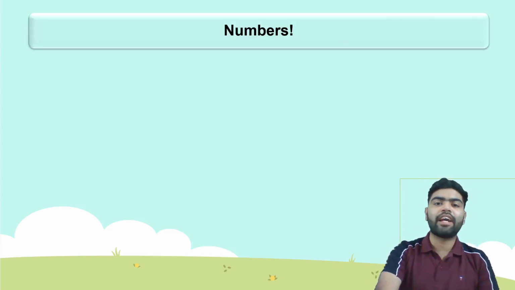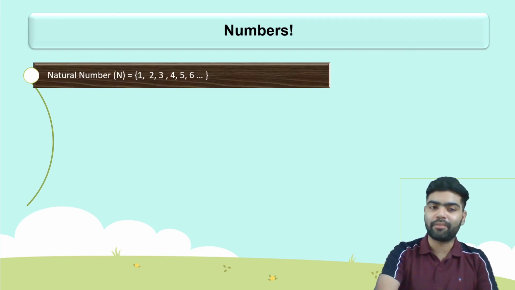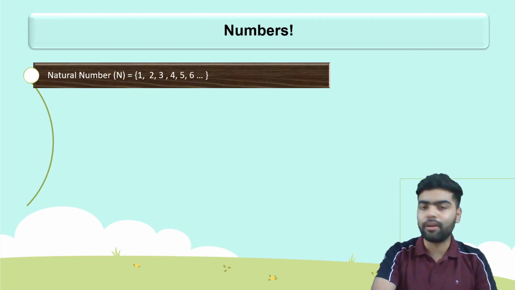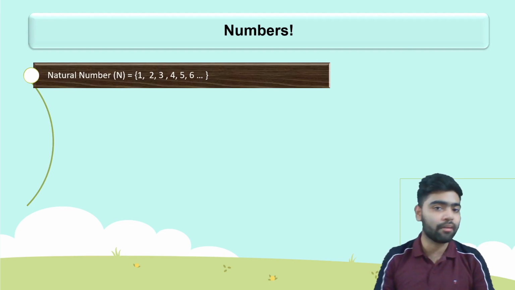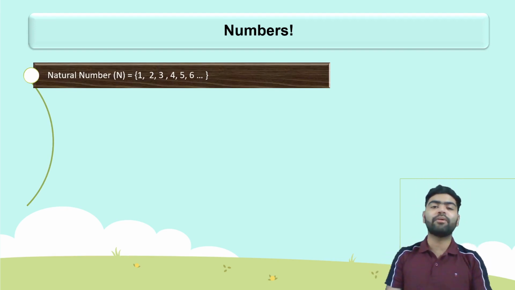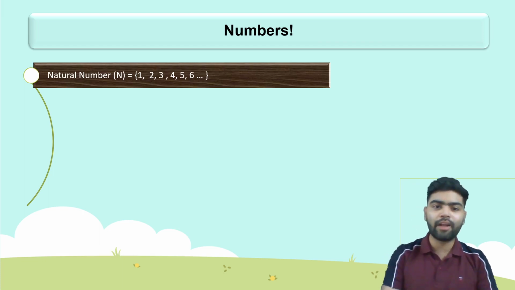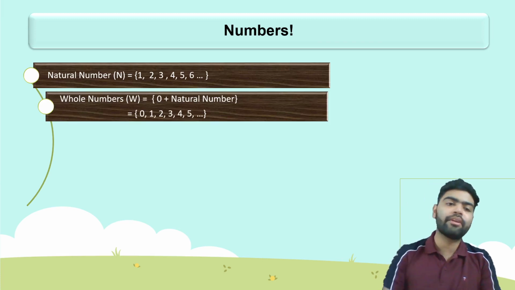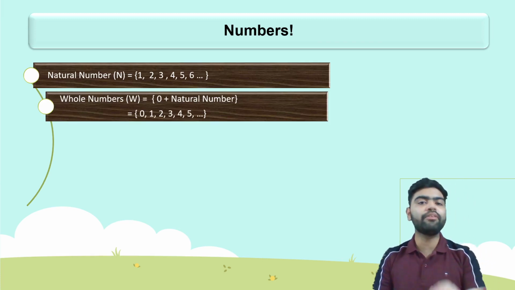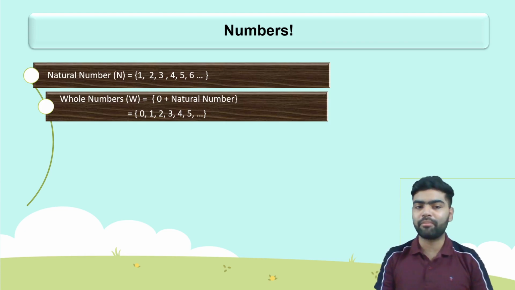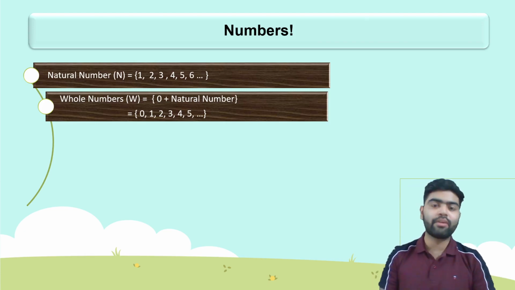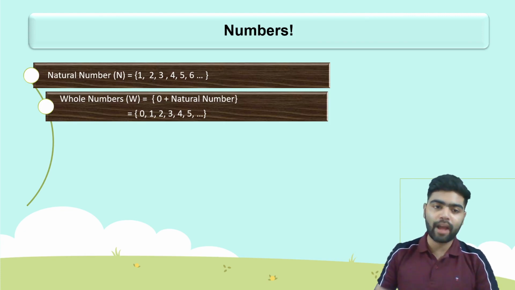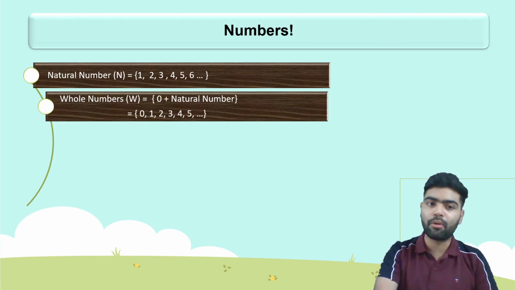Right, so now it's time to summarize the concepts of numbers, whatever we have learned. First of all, we learned about the natural numbers. So what are the natural numbers? Natural numbers are those numbers which are used for counting, like 1, 2, 3, 4, 5, 6 and so on. Then after that we learned about the whole numbers. If you include 0 in the set of natural numbers, we obtain what? We obtain the set of whole numbers. So we have 0, 1, 2, 3, 4 and so on. That's your set of whole numbers.